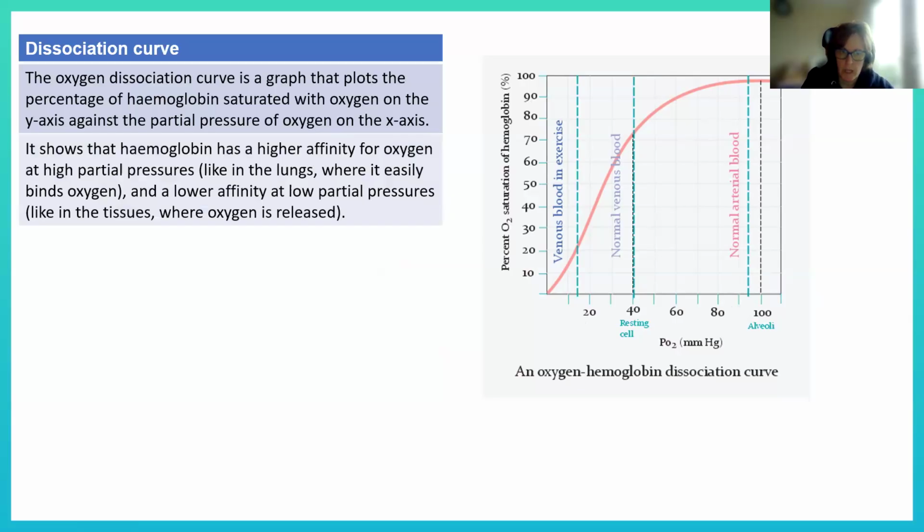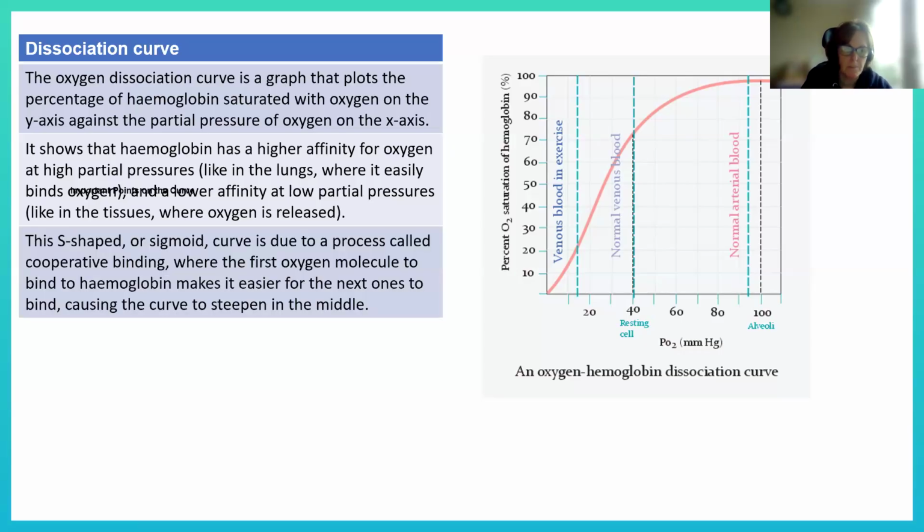Hemoglobin has a higher affinity for oxygen at high partial pressures. And that's the sort of thing we'll find in the lungs, where it will easily bind to oxygen, and it has a lower affinity, or ability to hold on to it, at low partial pressures, and that's what we'll find in the tissues. So that's good. That forces oxygen to be picked up in the lungs, and it's much easier to lose it in the tissues, which is exactly what we want because of the difference in pressure.